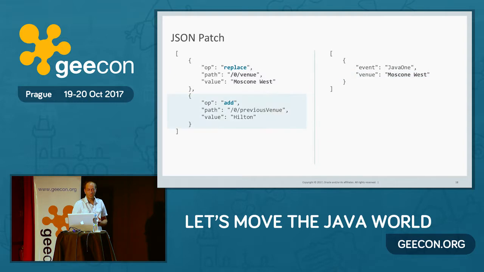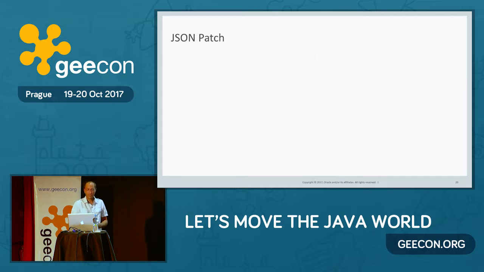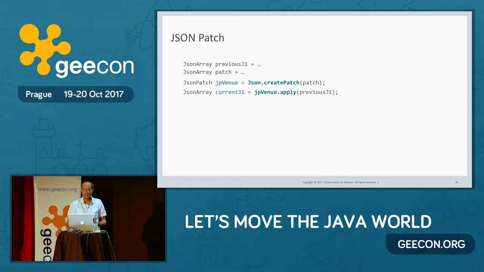Now, if we want to add a new entry, we just add to the first object a new key or new attribute, previous Vanny Hilton. JSON patch can also be created programmatically using the create patch method and applied using the apply method.